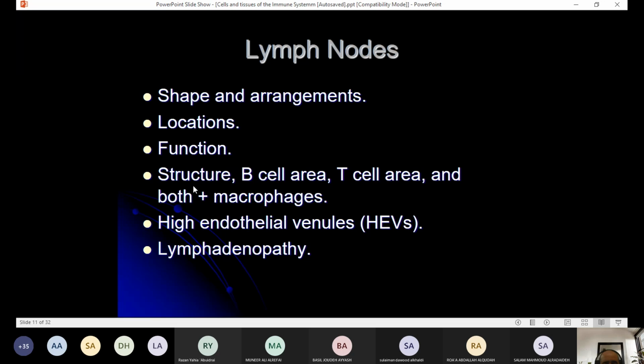sites. فلازم نعرف احنا ال B cell area وال T cell area. And both, well, the cortical area, مثلاً, شوف هاي اللي هي the B cell area, germinal centers, the paracortical area, the T cell area, وبوث بيكونوا بالمدلة بتشوف كمان macrophages، يعني T and B cells and macrophages that are present.